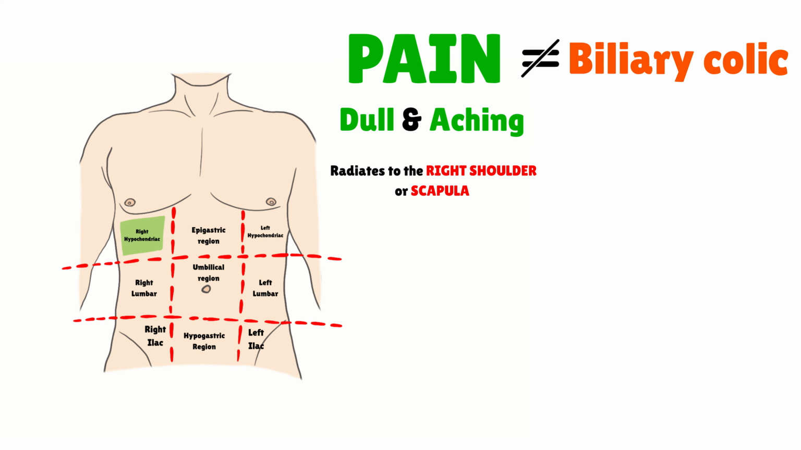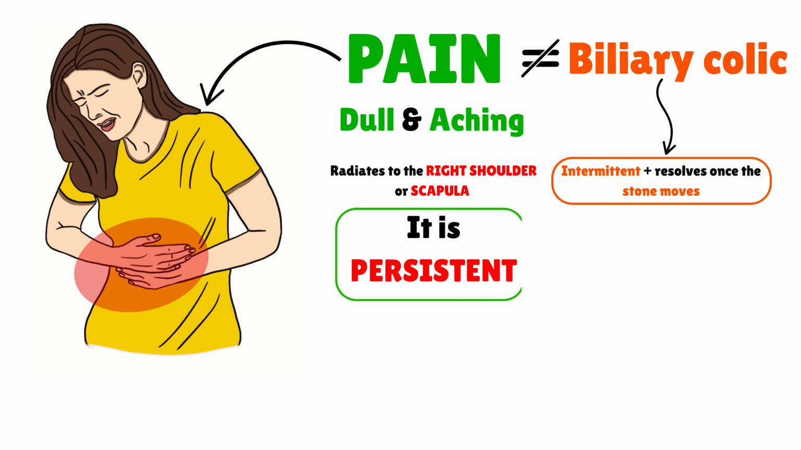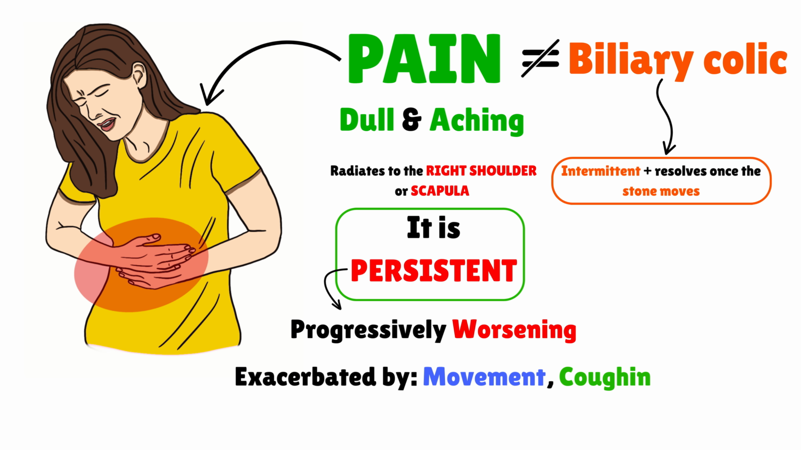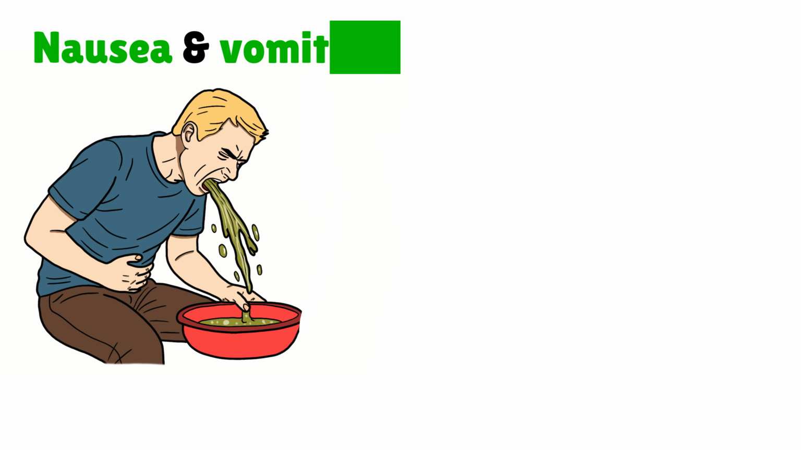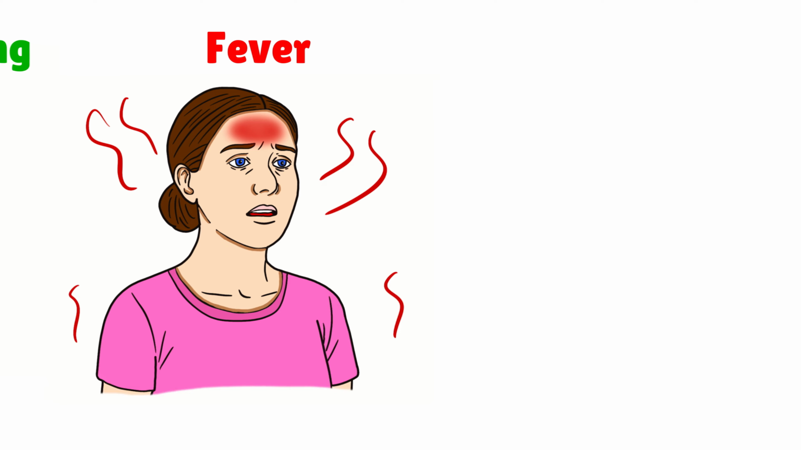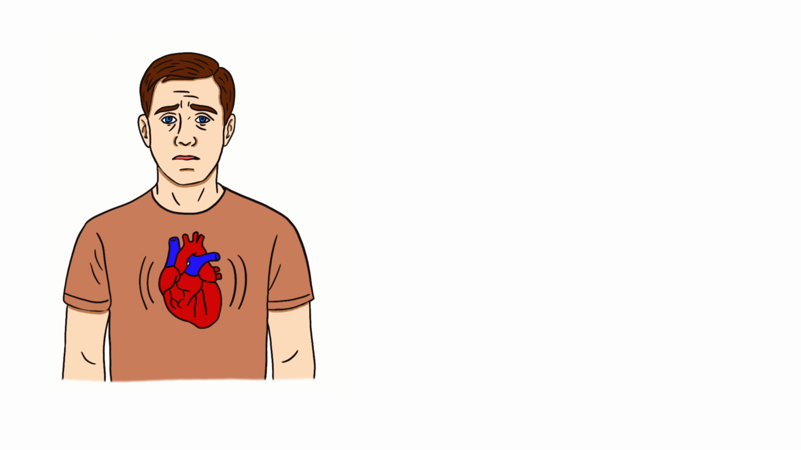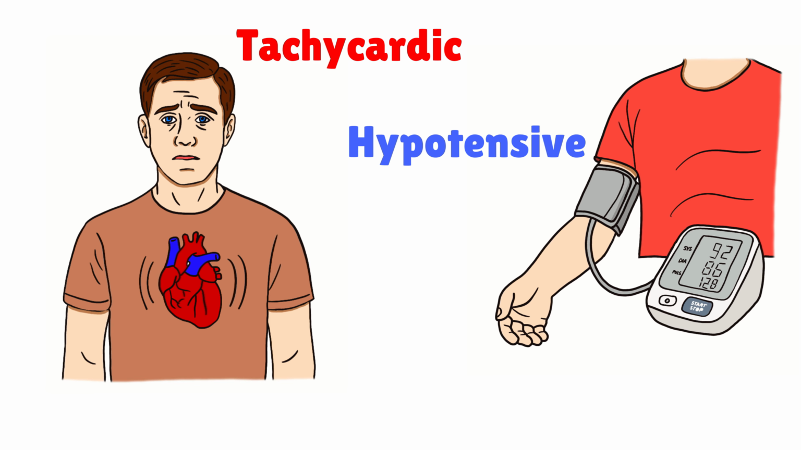Unlike biliary colic, which tends to be intermittent and often resolves once the stone moves, the pain in acute cholecystitis usually persists for hours. It becomes constant, and patients often describe it as progressively worsening rather than coming in waves. Even movement, coughing, or deep inspiration may exacerbate it. Now, nausea and vomiting are fairly common, and fever may also develop as the inflammatory process continues. If sepsis occurs, some patients may also appear tachycardic, hypotensive, and generally unwell.